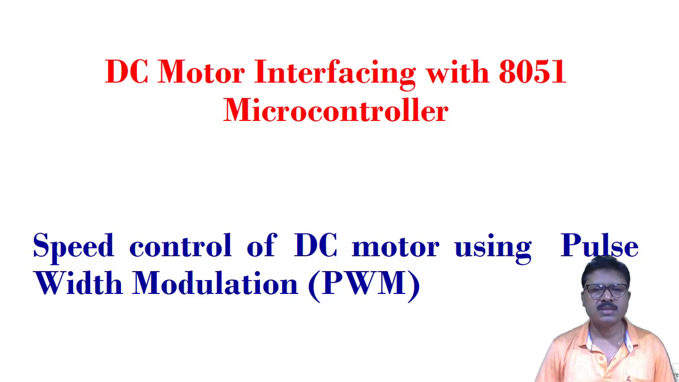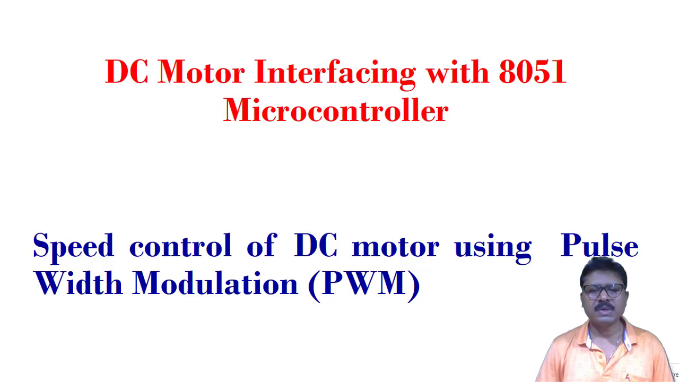Last class we discussed the interfacing of DC motor. We discussed the direction control. The direction of DC motor can be controlled by using the 8051 microcontroller. Now today we are entering into the discussion about how the speed of DC motor can be controlled. Speed of DC motor can be controlled by using 8051 microcontroller.